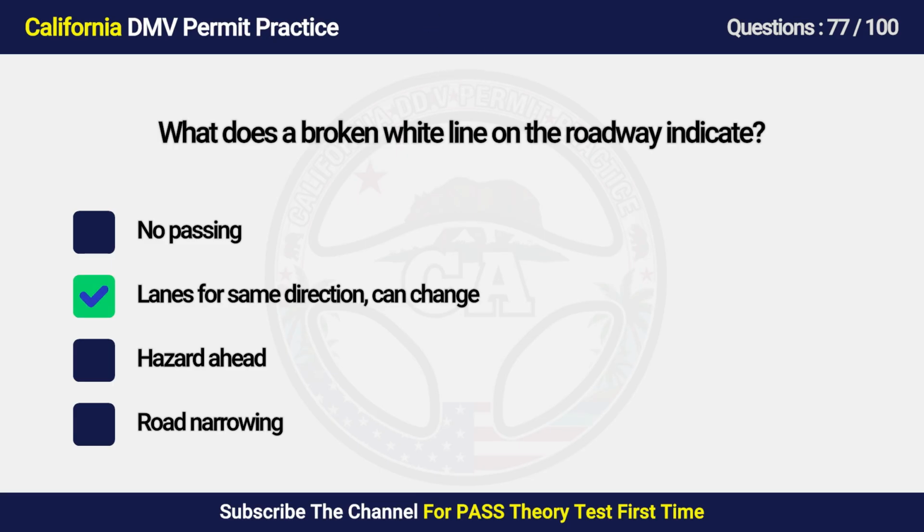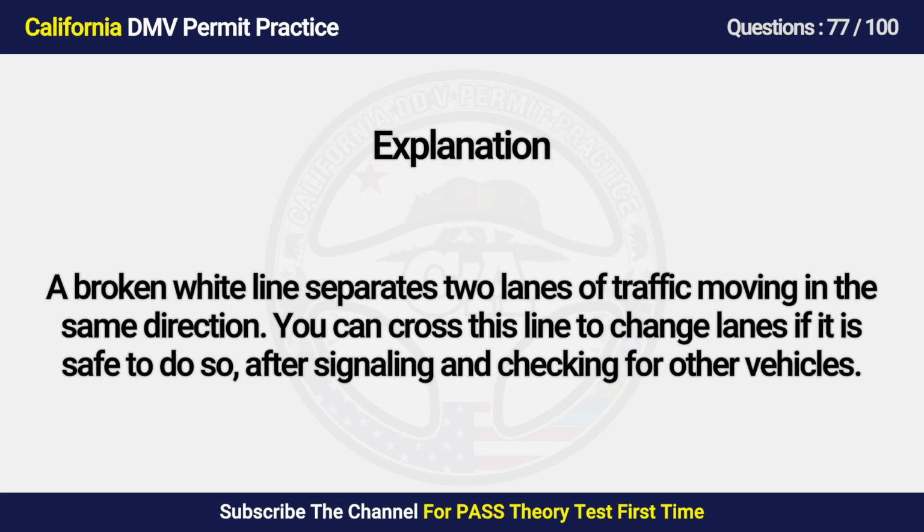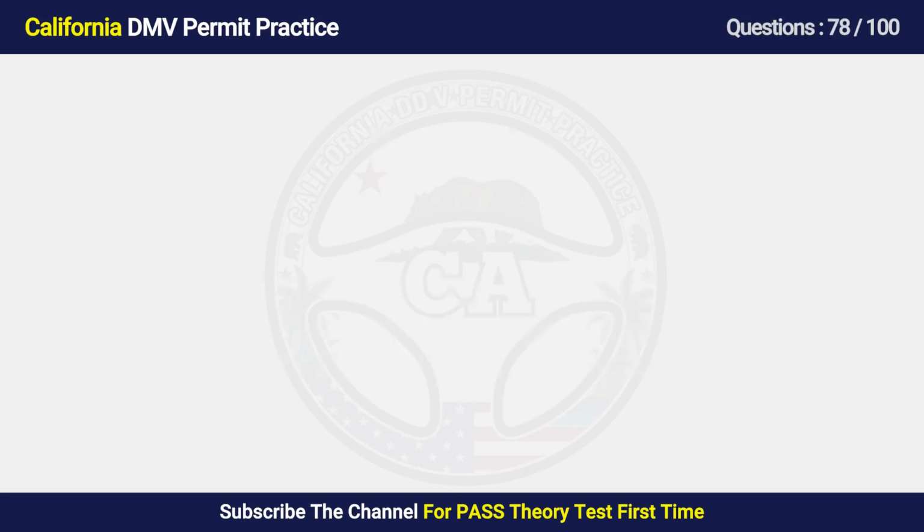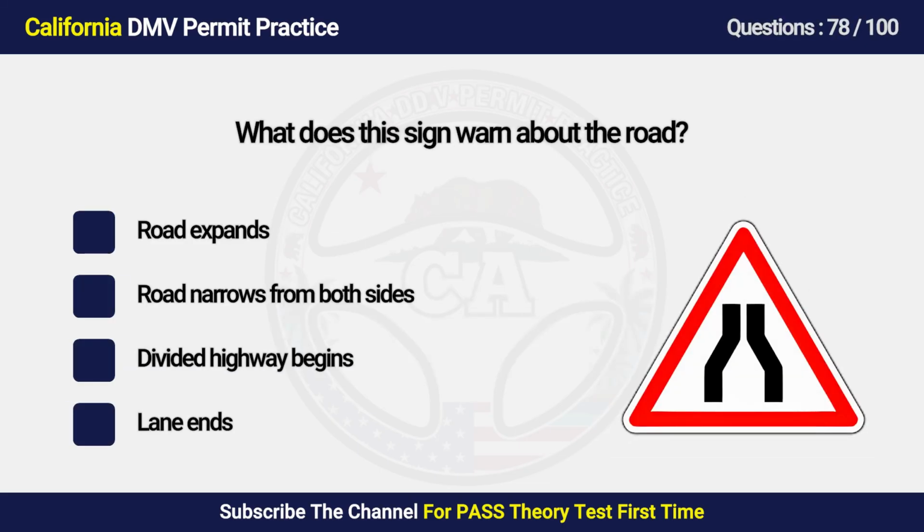Answer is B. Lanes for same direction can change. A broken white line separates two lanes of traffic moving in the same direction. You can cross this line to change lanes if it is safe to do so, after signaling and checking for other vehicles.